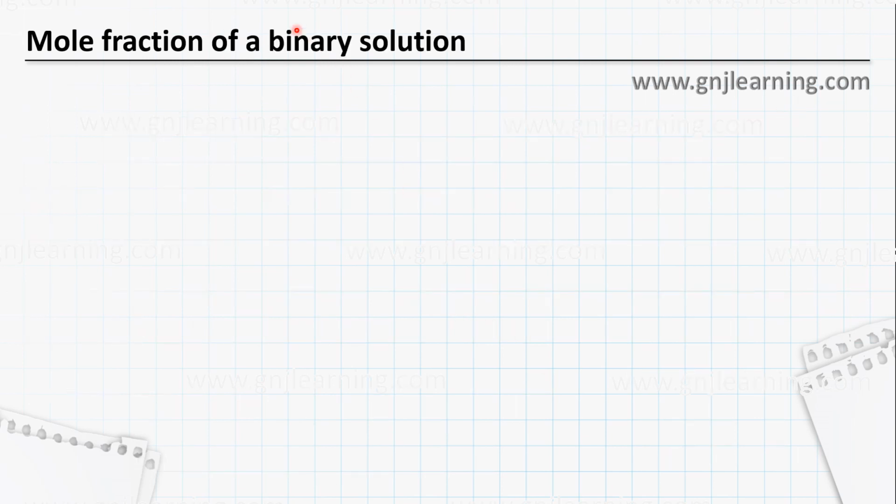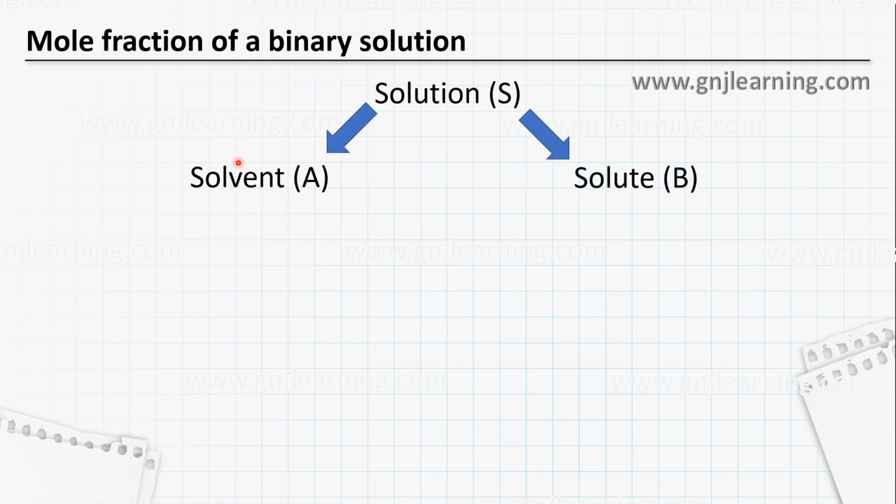Mole fraction of a binary solution. We will elaborate a little bit on what we discussed in the previous slide. I have a solution, and the solution name is S. Since it is a binary solution, we have only one solute and one solvent. So I have solvent A and solute B.